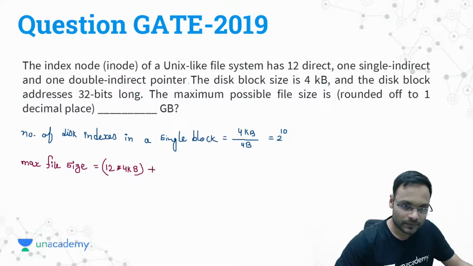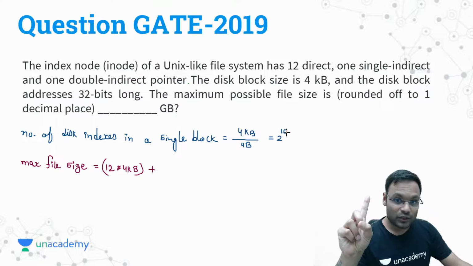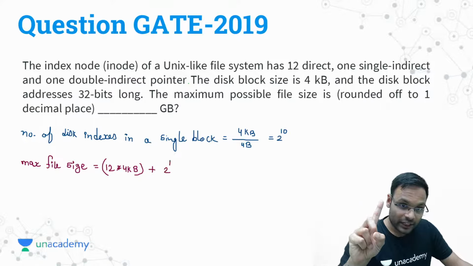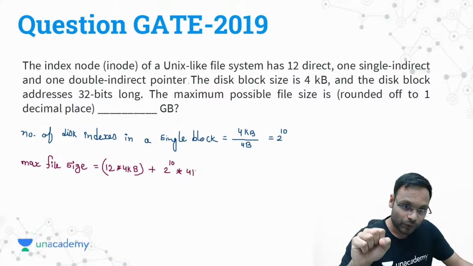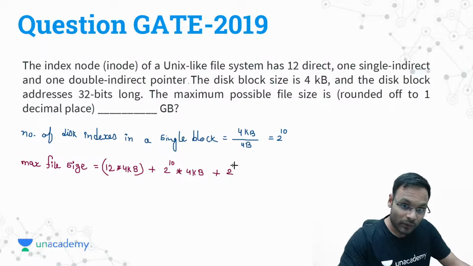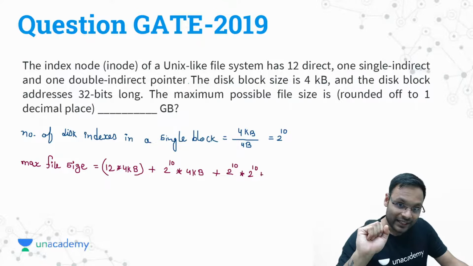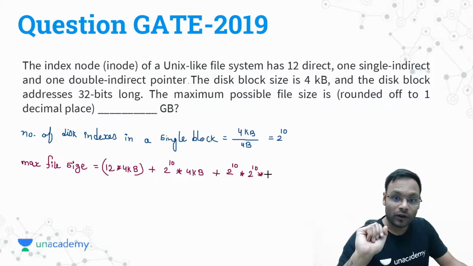plus 1 single indirect. Single indirect means 2 power 10 pointers. Each pointer will lead me to a block of 4 kilobyte, plus 1 double indirect. Double indirect means 2 power 10 index blocks, each index block containing 2 power 10 indexes, and each index leading to a block of 4 kilobyte.